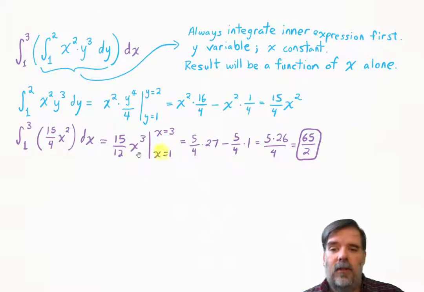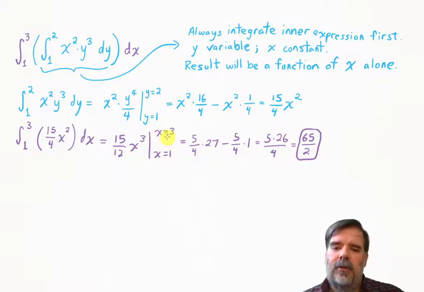Once we have this function, well, it becomes a single variable problem. We're integrating the function 15/4 x squared between 1 and 3. Well, here, for the antiderivative, we add 1 to the exponent, divide by our new exponent. The antiderivative is 15/12 x cubed. We'll evaluate that from x equals 3 to x equals 1. In this case, 15 over 12 also reduces to 5 over 4, so we'll simplify that at the same time.